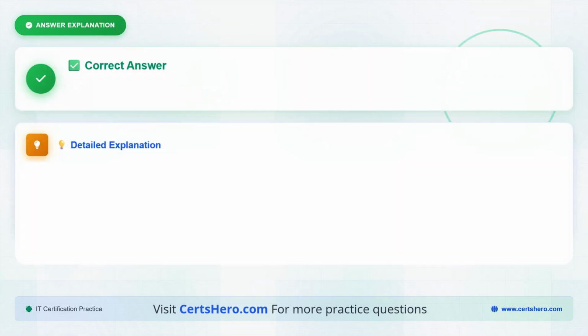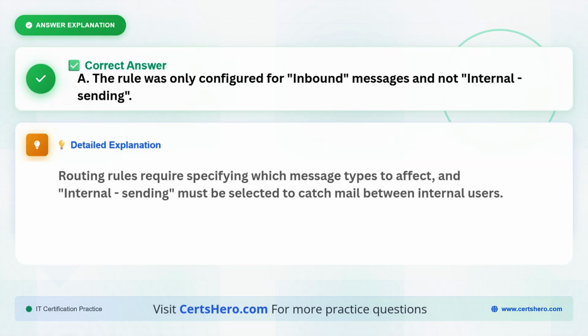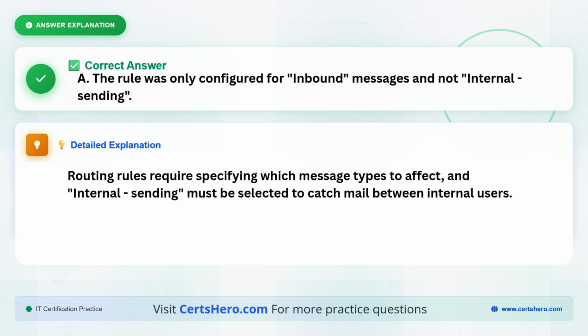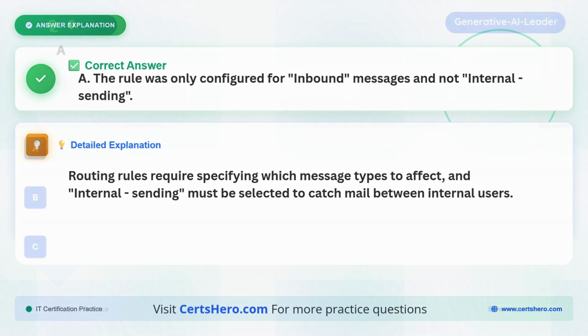The correct answer is A. The rule was only configured for inbound messages and not internal sending. Gmail routing rules are very specific. You have to tell them exactly which types of mail to act on, and mail between your own users is considered internal, not inbound.